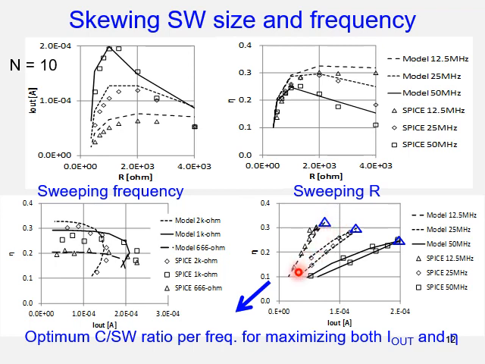So for example, in this plot, this frequency can get eta over 30%, whereas I out is at say 70 microamp. Whereas with 50 megahertz, you get 200 microamp with 25% eta, for example. So similarly, you get that data. So these are the eta versus I out trade-off conditions.